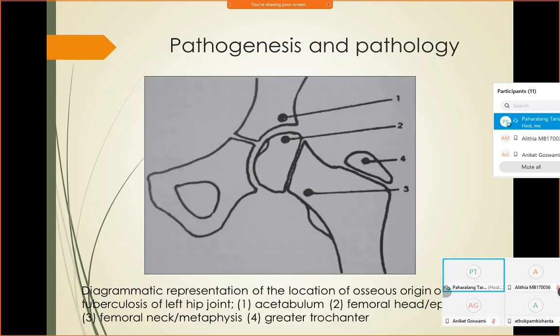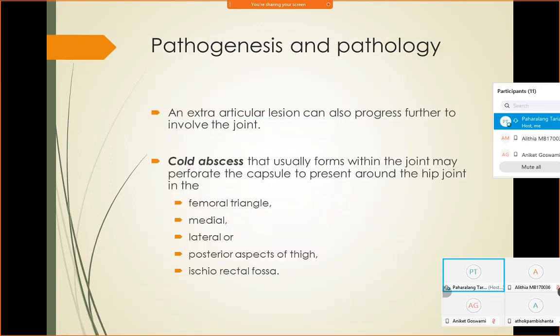I mentioned the different locations where the bacteria can lodge itself: inside the acetabulum, inside the femoral head, in the neck, or in the greater trochanter. The bacteria spreads faster if it's lodged inside the joint, or intra-articular. When it is extra-articular, it can progress further, forming a cold abscess. The location for this cold abscess is usually the femoral triangle. It can be in the medial, lateral, or posterior aspect of the thigh, or sometimes in the ischiorectal fossa. So remember that if it is extra-articular, there is a high possibility of formation of a cold abscess.